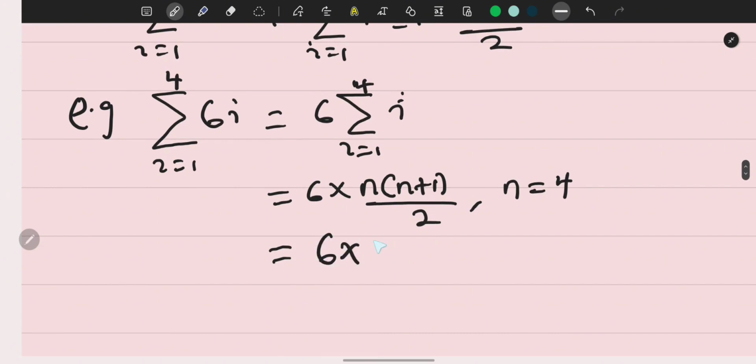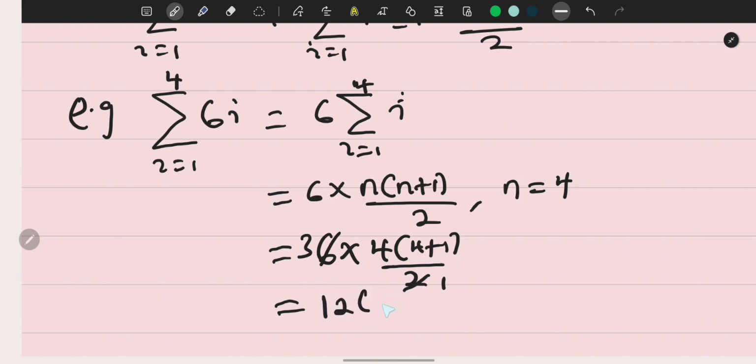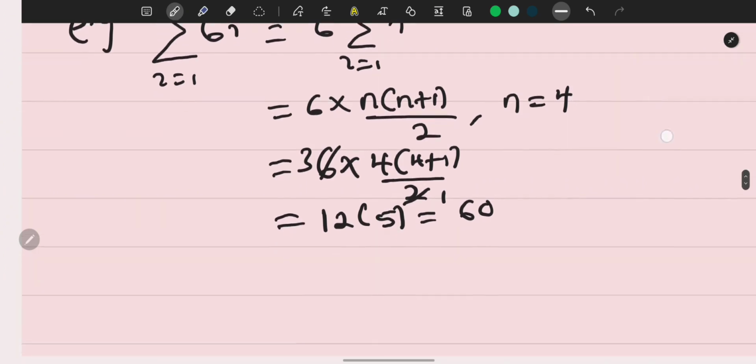Okay, so let's substitute n to be 4 here. So we're going to have 6 times 4, then 4 plus 1 over 2. Okay, so 2 in this place 1, 2 in this, you have 3. So 3 times 4, that's 12, and 4 plus 1 is what? 5. And this is going to give us what? 60. All right, so that is that. So let's consider more questions on this.